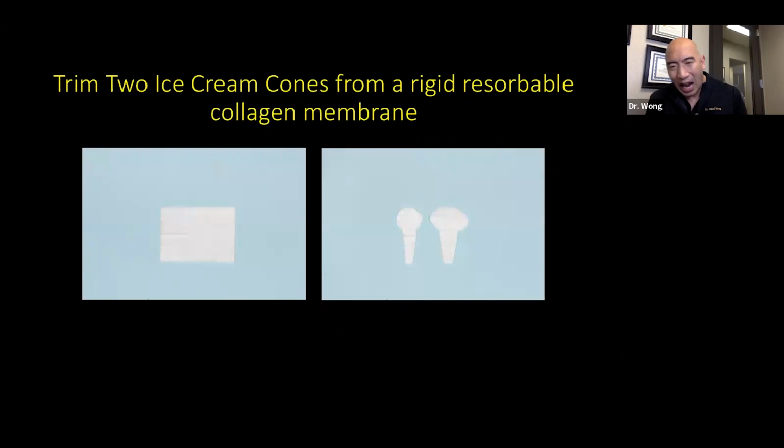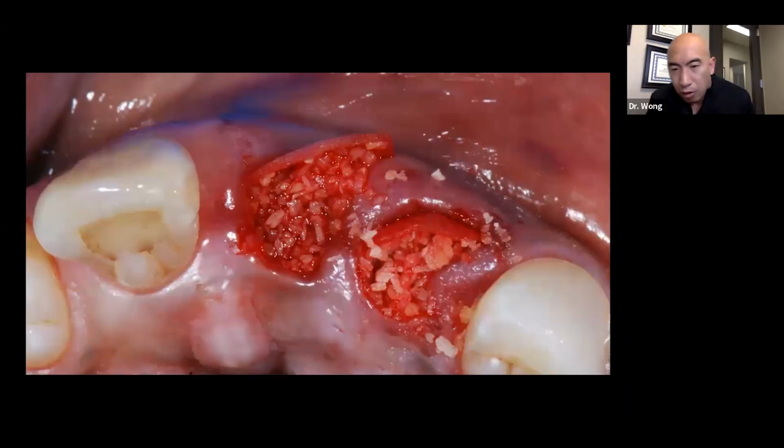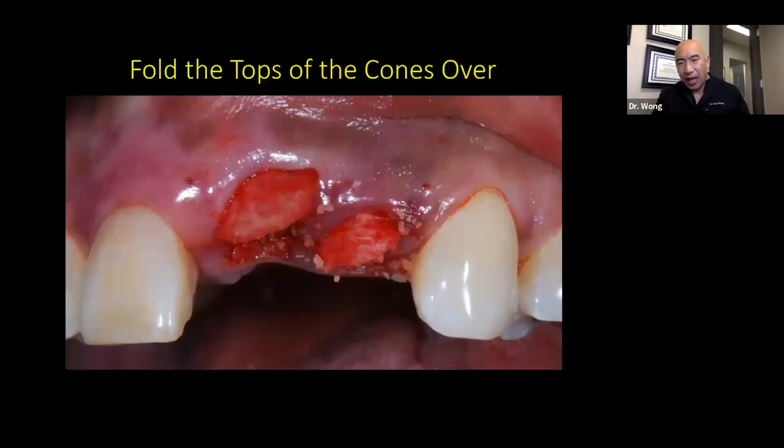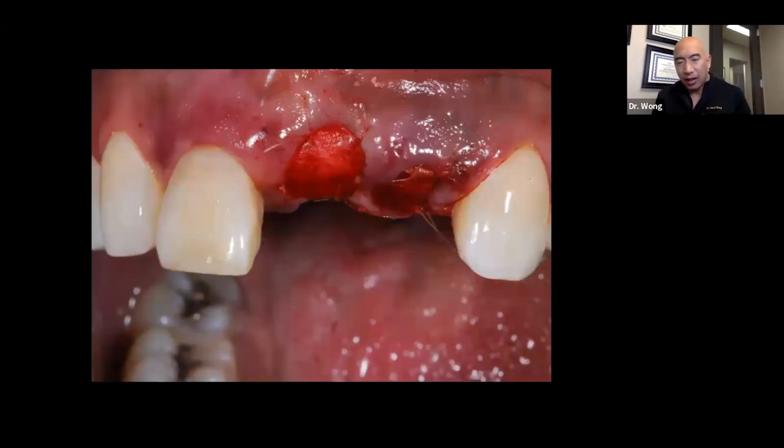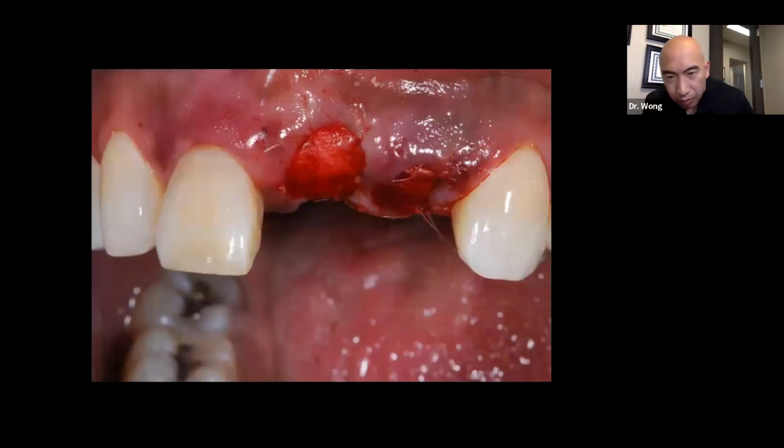You're going to cut out 2 ice cream cone shaped membranes from that one piece. You're going to stick the cone ends into the socket. Okay, you don't need to shimmy it between the tissue and the bone. Just stick it into the socket, and then you're going to put your bone graft material into the socket. Next step here is you're going to fold the ice cream portions of that cone over. Okay, like this. So you're going to go from here and you're just going to fold it over.